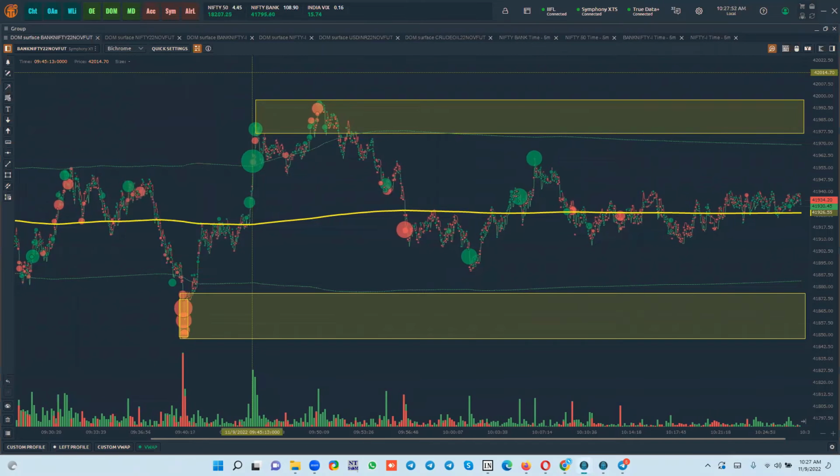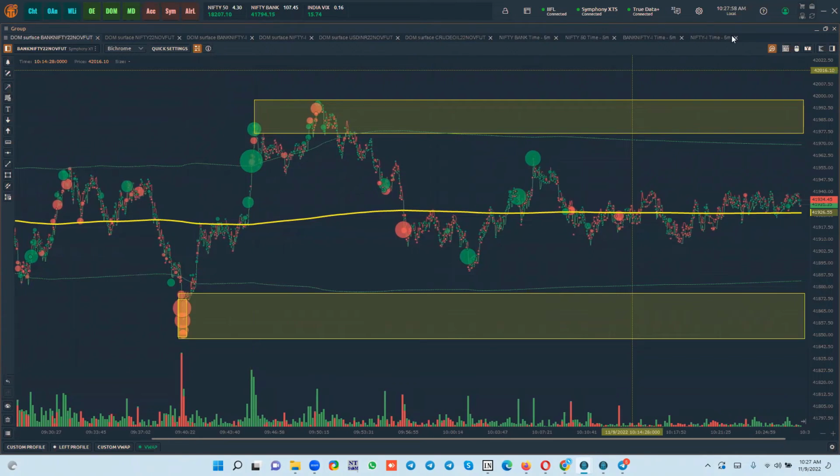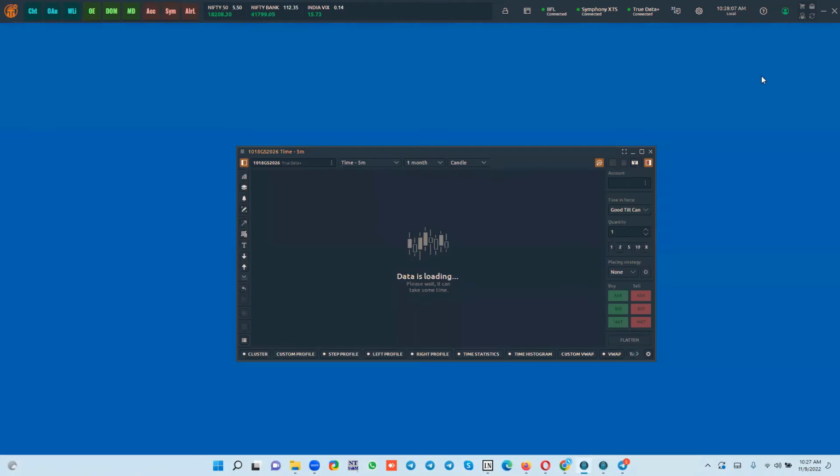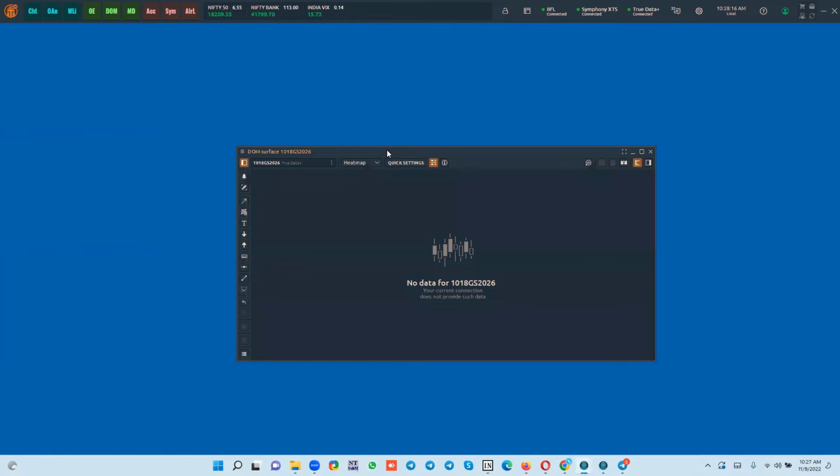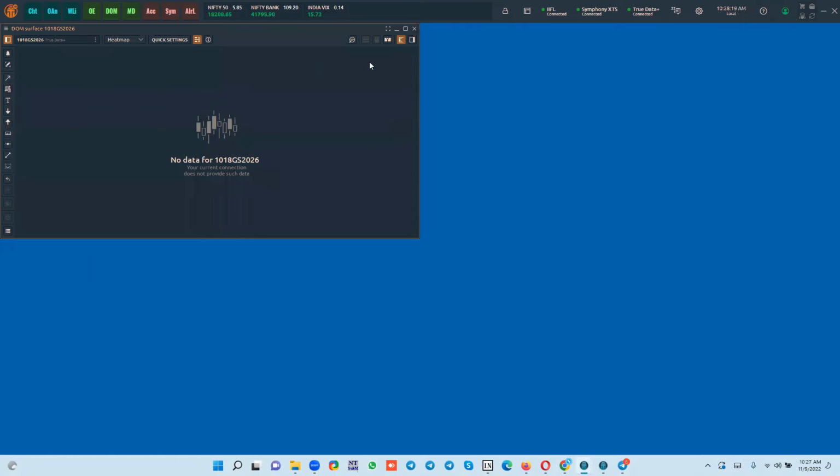Okay, so there are questions. Multiple domes in one chart? Yes, there is no problem. You can have multiple domes. Our platform is very easy to customize to create panels. So you just create domes, open the multiple domes and bind them together. So you can have a dome surface here for one symbol.